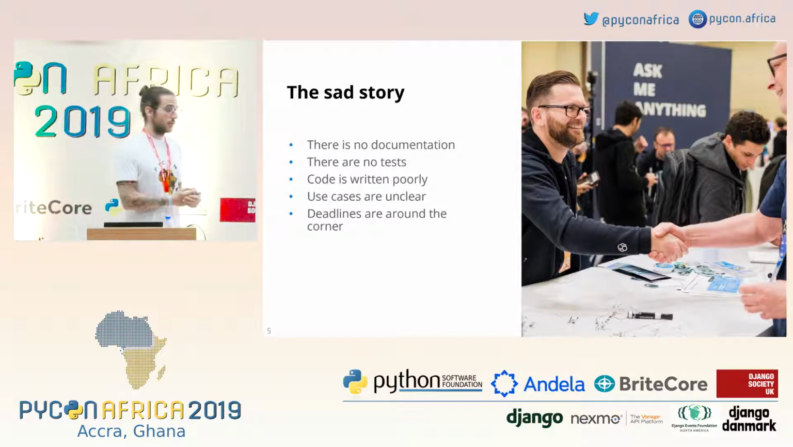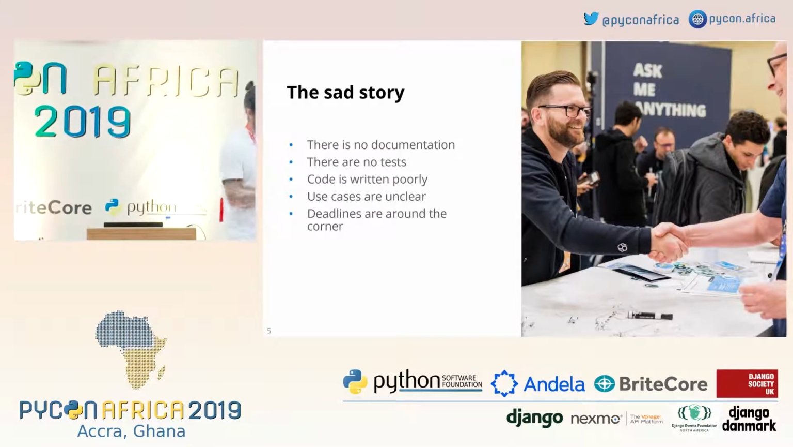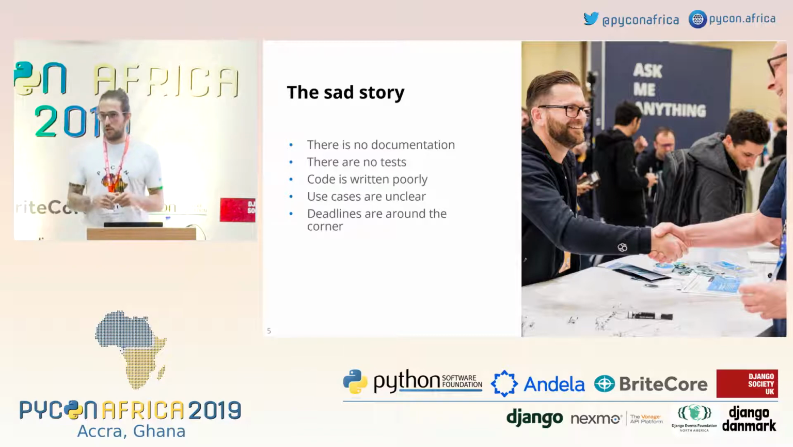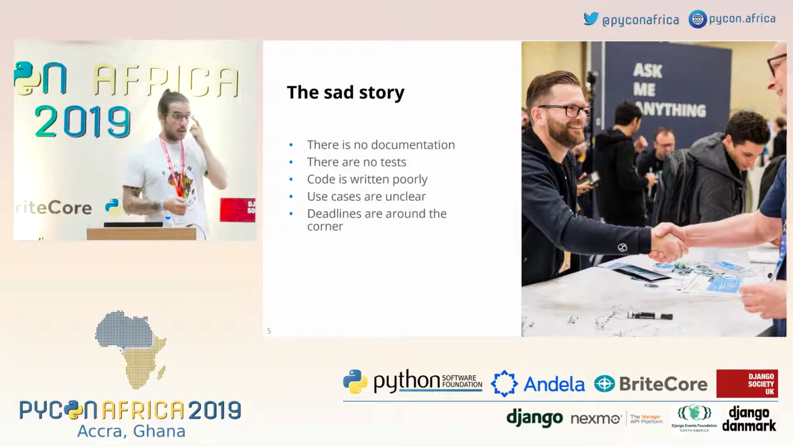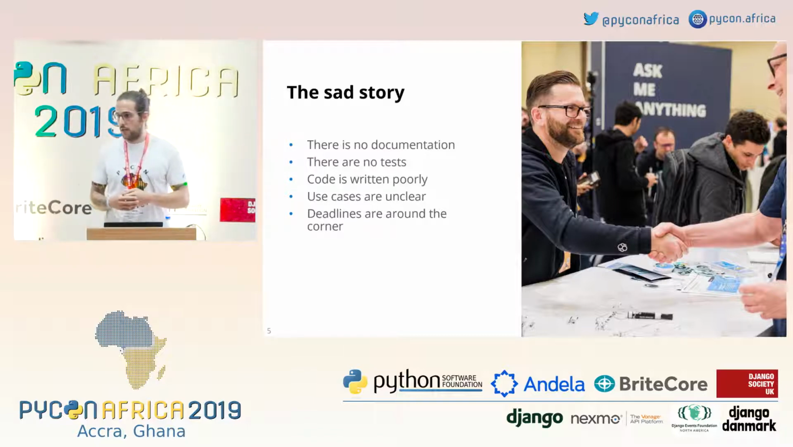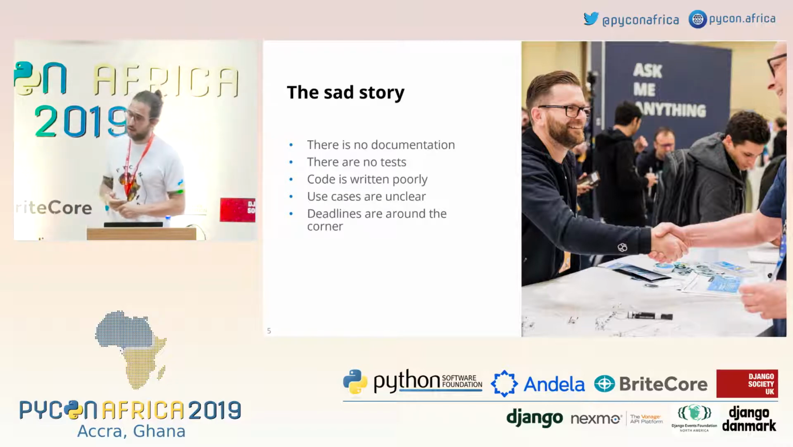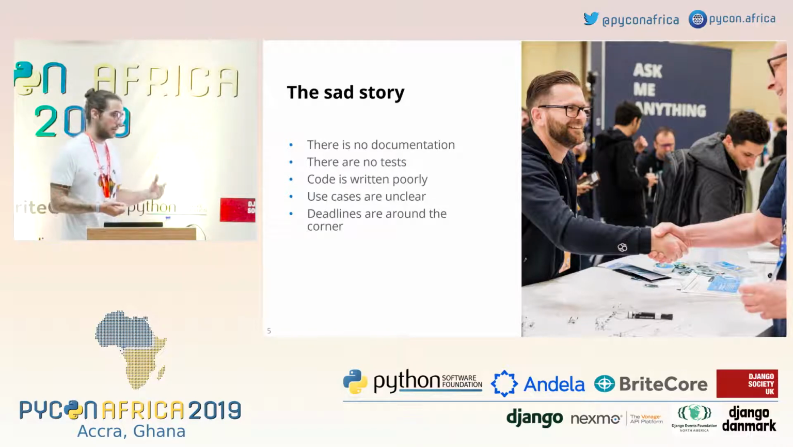There are no tests, of course, because this person hated you. So they wrote this software in a way that there's no way for you to verify that it works, no way for you to make changes and be sure that you're not breaking something. Code is written poorly. This is a matter of opinion and taste. For the person that wrote it, it might be great and amazing code. For you, it might not be as good.